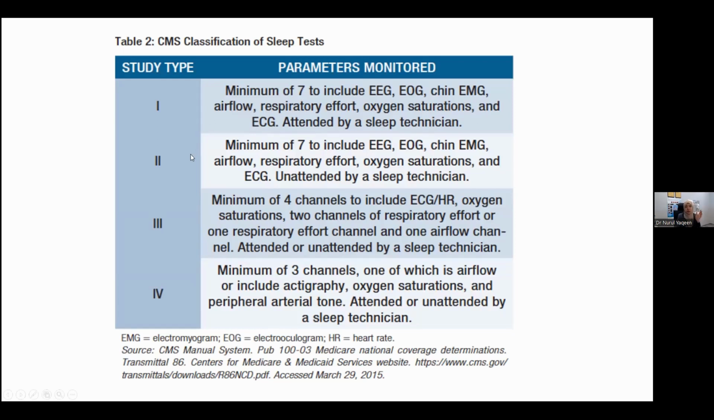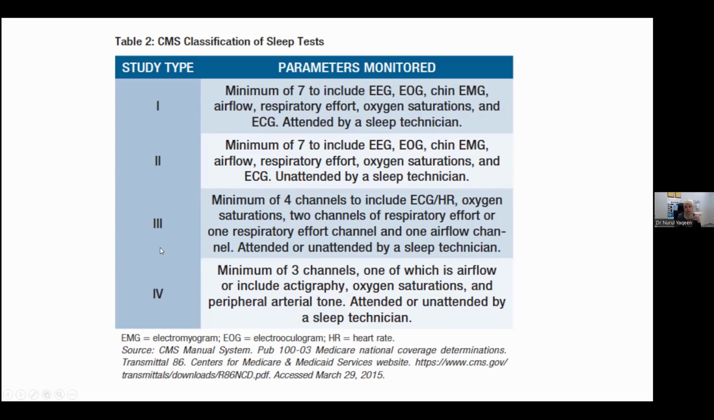detector. Okay, and then we have sleep study type 2, minimum of 7, include EEG, EOG, chin EMG. But the difference between 1 and 2 is that 1 is attended by a sleep technician, 2 is not attended by a sleep technician.